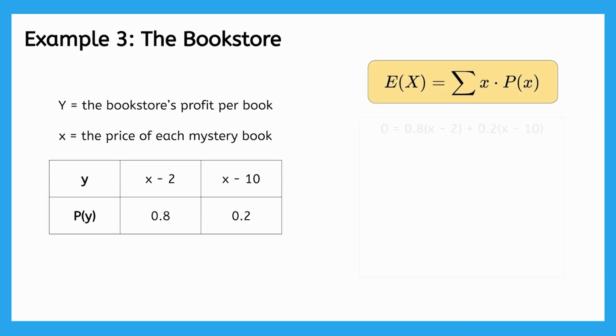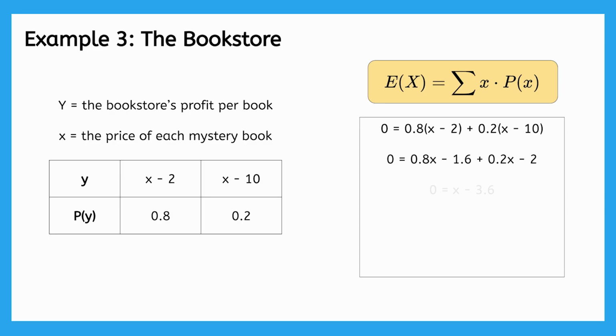Using the formula for expected value, we can set up the equation 0.8 times (x minus 2) plus 0.2 times (x minus 10) equals 0. Solving for x gives us a value of 3.6. So what does this mean? For the bookstore owner to break even with this sale, they should charge $3.60 per book.